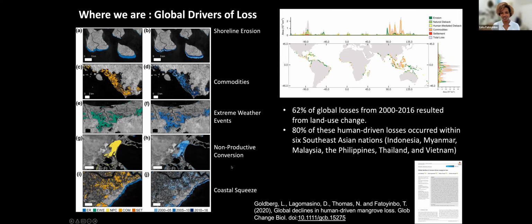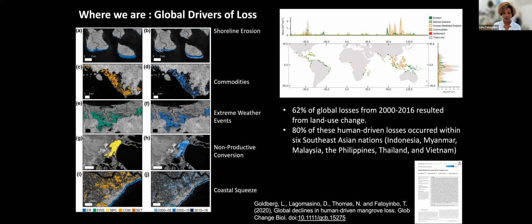But there is some good news. We did notice when doing our analysis that there was a decrease in the rate of deforestation of mangroves. There has been a really strong decrease since the year 2000 in the loss rate of mangroves.